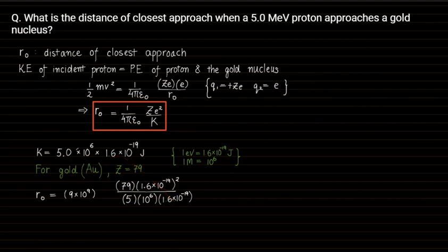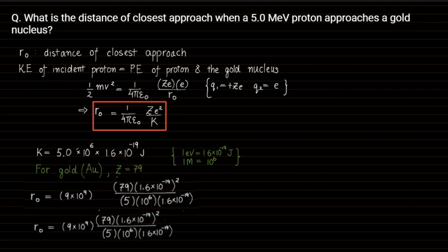Now for your calculation, you can cancel this 1.6 times 10 to the power minus 19 with one of the squared terms. This 10 to the power 6 can cancel against this 10 to the power 9, and you are left with 10 to the power 3.